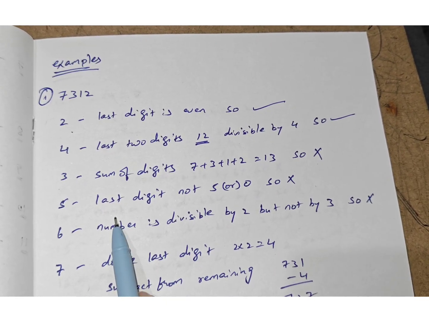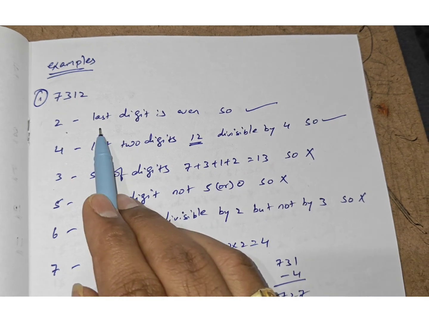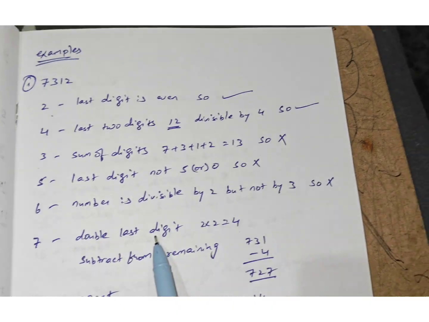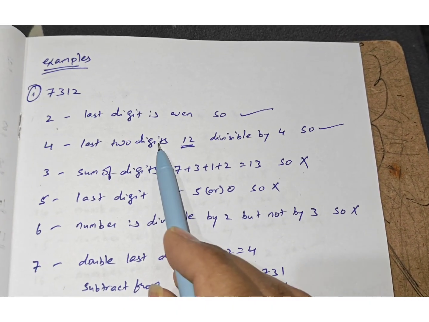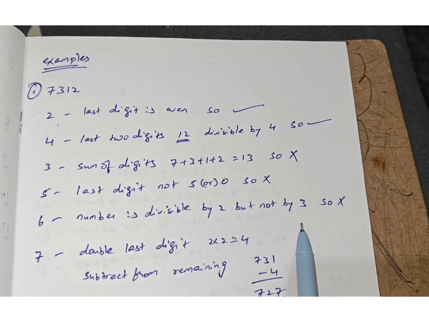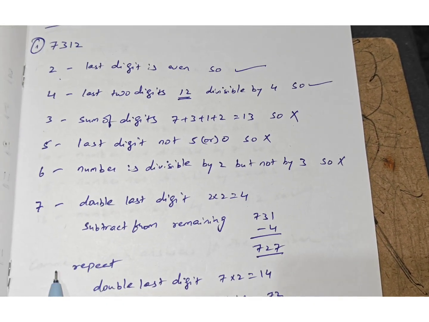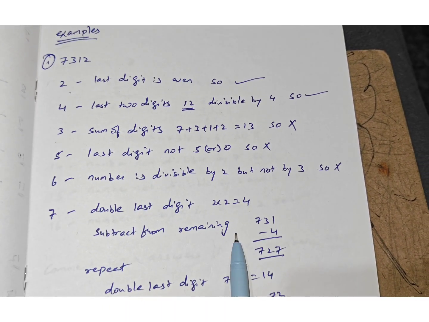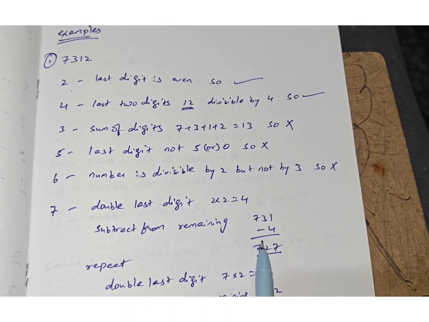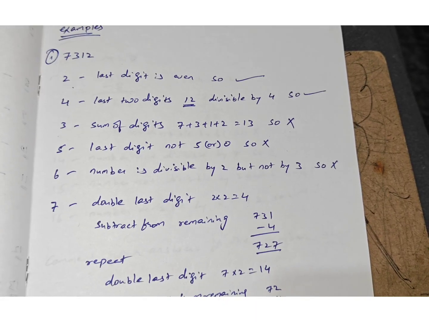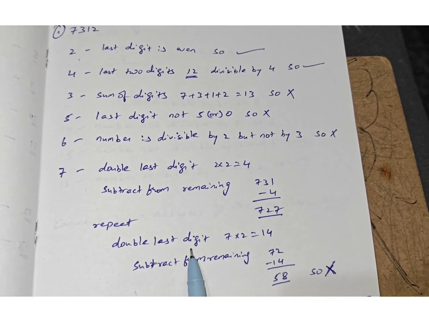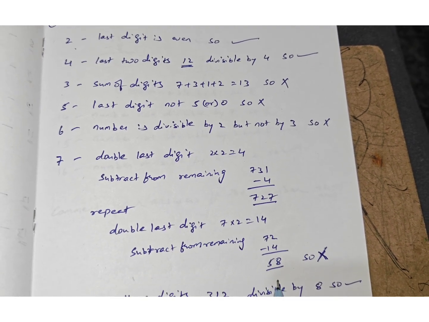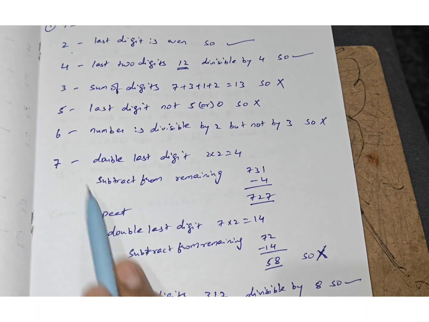For the divisibility rule of 5, the last digit should be 5 or 0, and this is not the case here, so it is not. For 6, the number should be divisible by both 2 and 3. Here it is only divisible by 2 but not by 3, so this is not the right answer. For divisibility by 7, double the last digit, that is 2 into 2, 4, and subtract it from the remaining number. 731 minus 4 is 727. Since the number is still big, repeat the same: double the last digit, subtract it, and you will get 58. 58 is not divisible by 7, so this number is not divisible by 7.